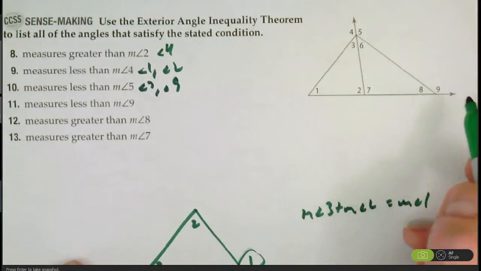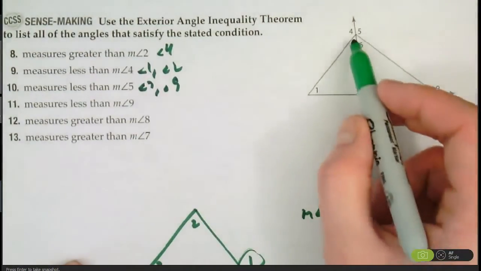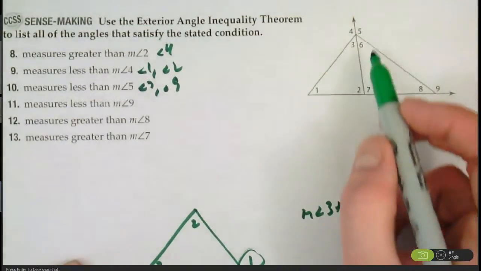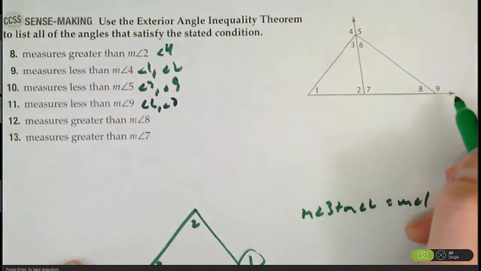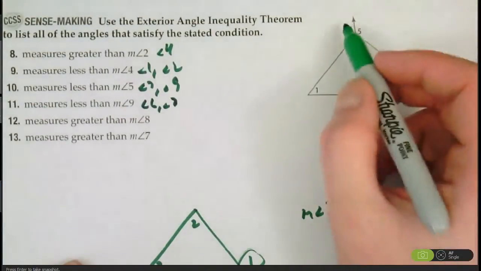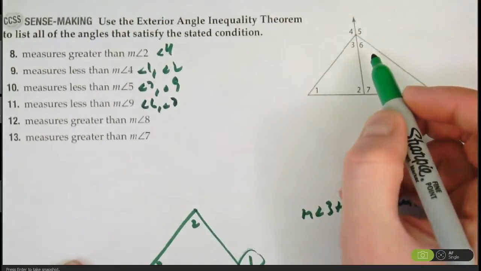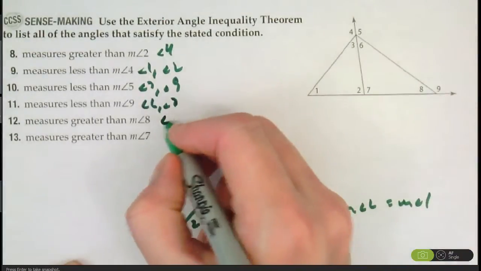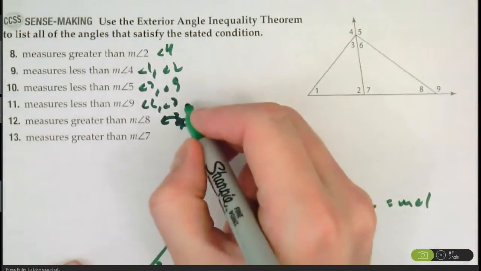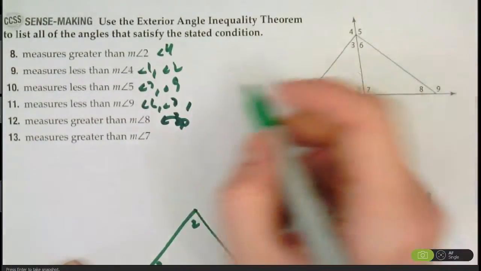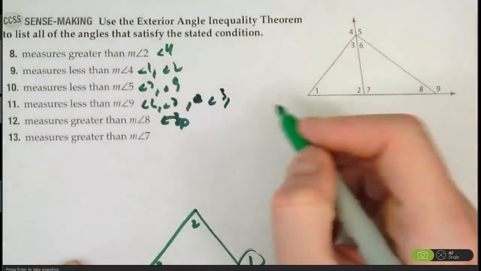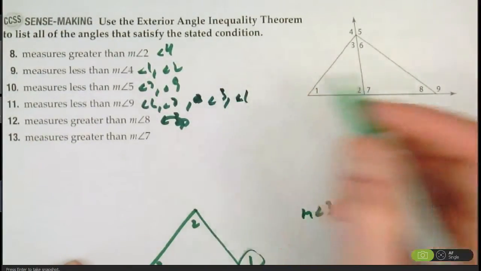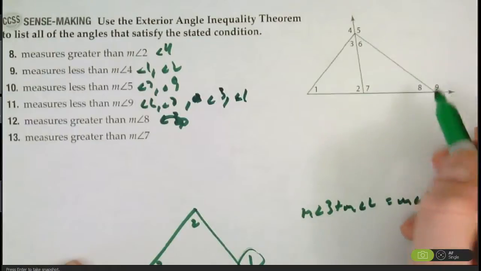Here's where things start to get kind of crazy. Less than 9. Well, 9 is an exterior angle for this triangle here, so 6 and 7. But it's also an exterior angle for this triangle here, so it'd be 3 and 6 together, which is already bigger than 6, so it must be bigger than 3. So angle 6 and 7, angle 3, and angle 1, and that's it.